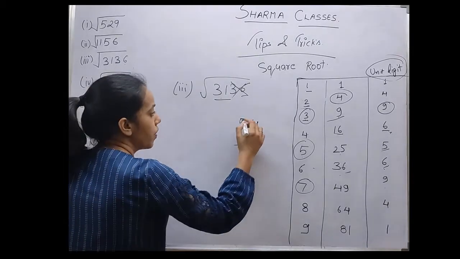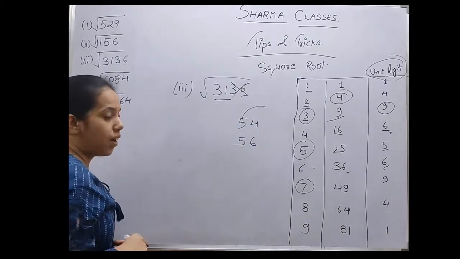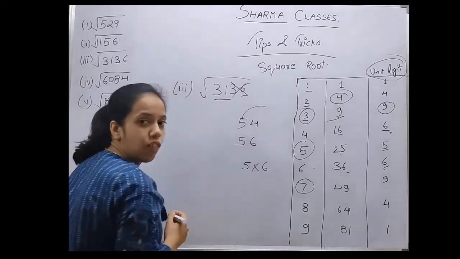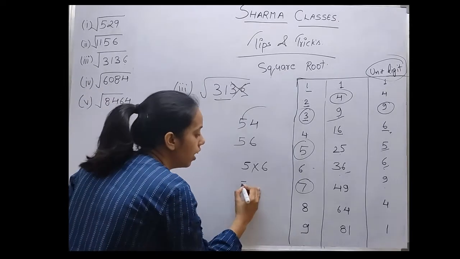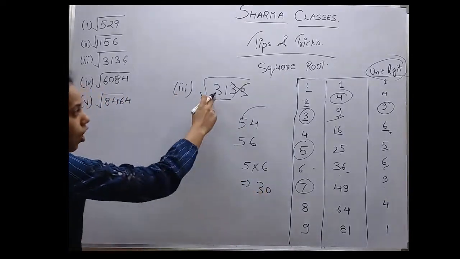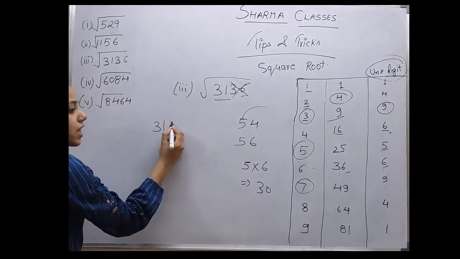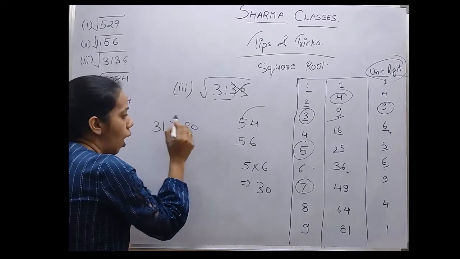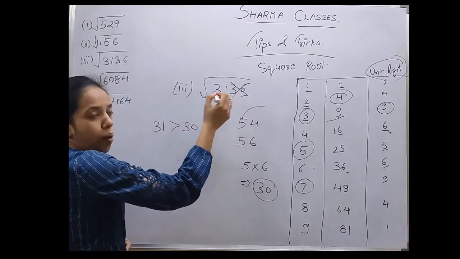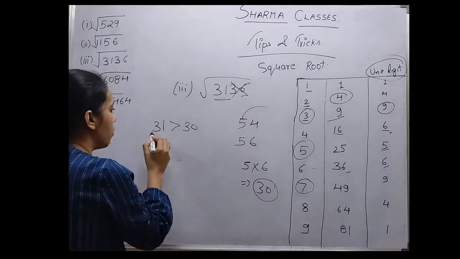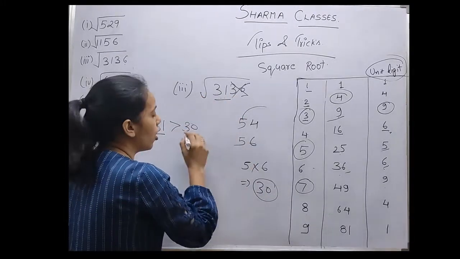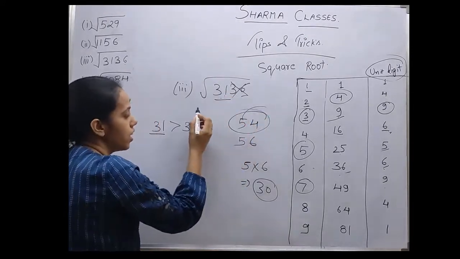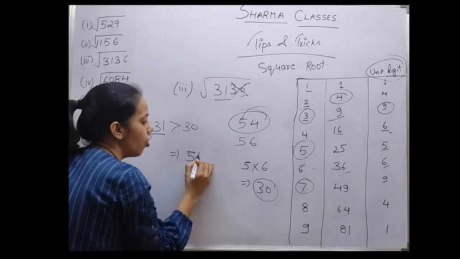Now third step, what do we do? Multiply 5 by its successor. That means the successor of 5 is 6. So 5 multiplied by 6, 6 fives are 30. And now compare it. 31 is greater than 30. That means our number is smaller than our remaining number. So what do we take? It is smaller, that means we take the smaller digit. The answer is 54.